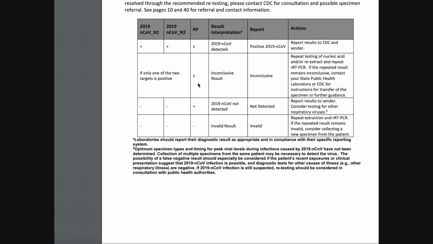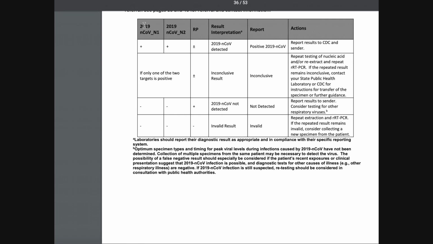Now here in the second row, regardless of whether or not the control works, it can be positive or negative. If the person tests positive for one or the other, so not both of them, but maybe they test positive for the first COVID-19 gene and not the second, or vice versa, if it's only one of them, it doesn't matter if the control works or not. The test is actually inconclusive. So to get an absolute positive result for the COVID-19 test, you actually have to test positive for both of these viral genes, N1 and N2.